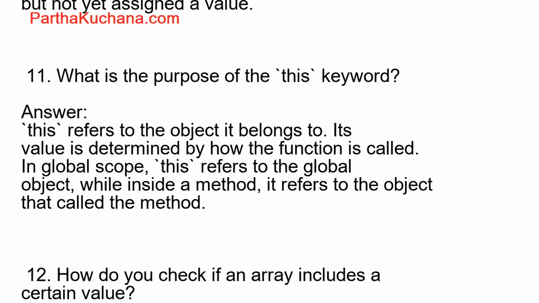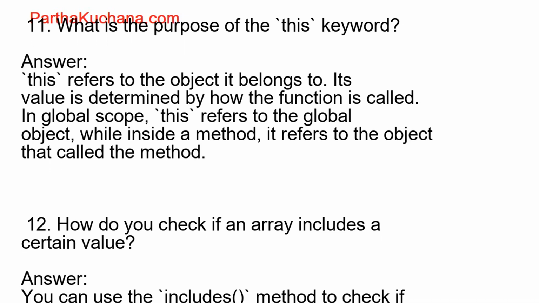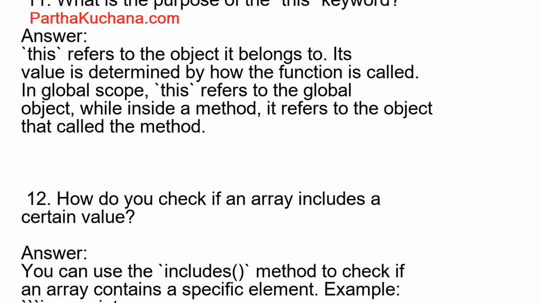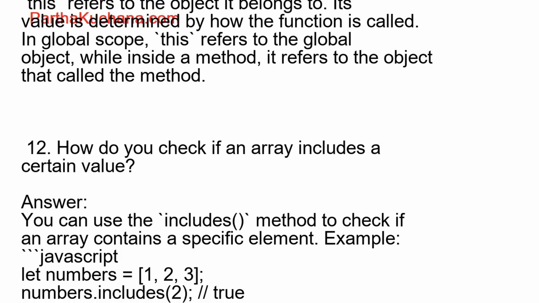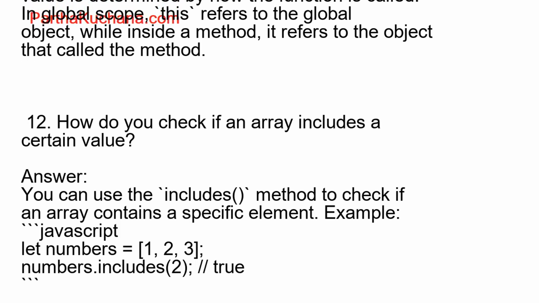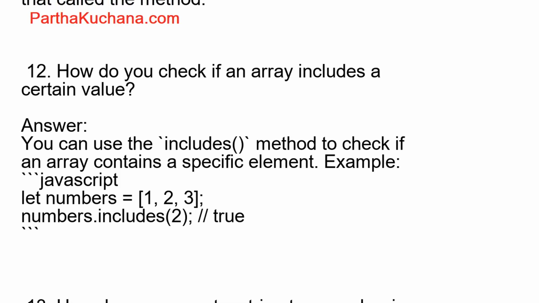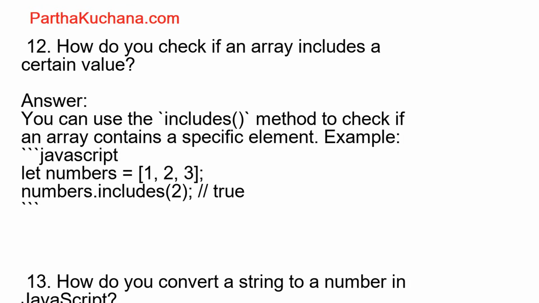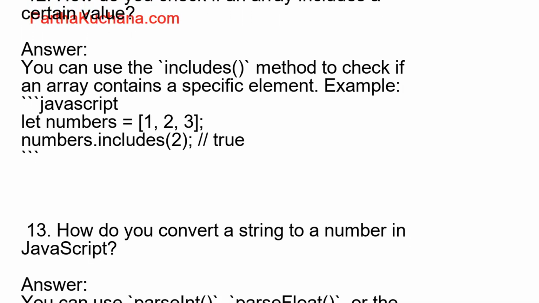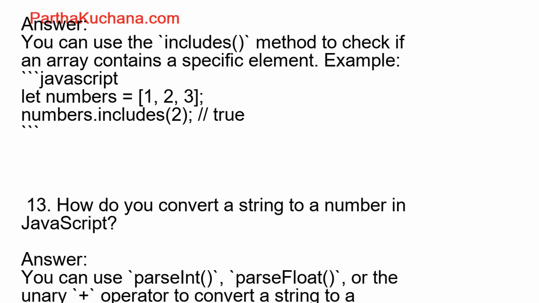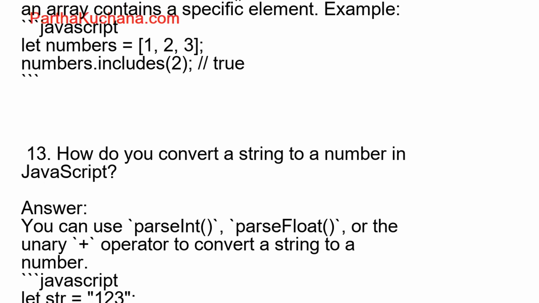13. How do you convert a string to a number in JavaScript? Answer. You can use parseInt, parseFloat, or the unary plus operator to convert a string to a number. JavaScript: let str = "123"; let number = parseInt(str); // 123. let floatNumber = parseFloat("12.34"); // 12.34.